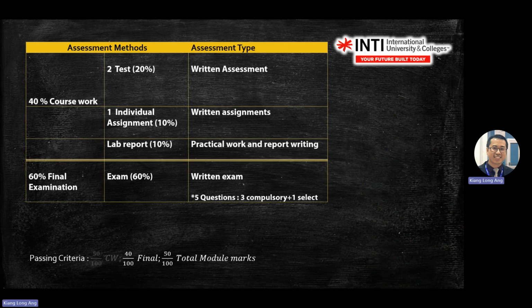So this is the assessment percentage. 40% coursework, 60% final. Okay, so you have 2 tasks. One will be in week 7, one will be in week 13. So test 2, one test for 10%, 10%, also 2 questions, right? Then you have an individual assignment here. Basically, this is already a secured 10% if you follow the class and you know the answer, right?